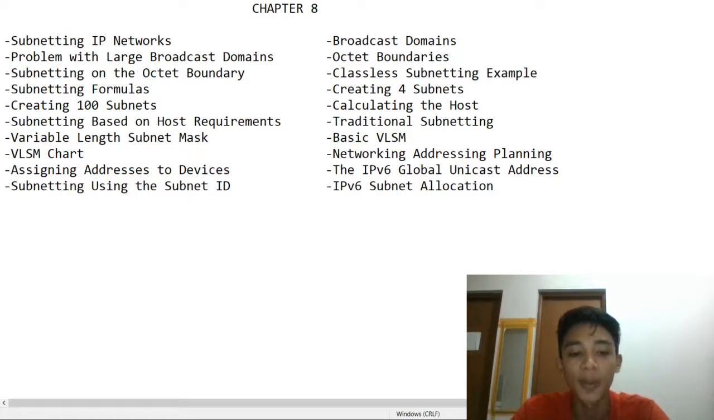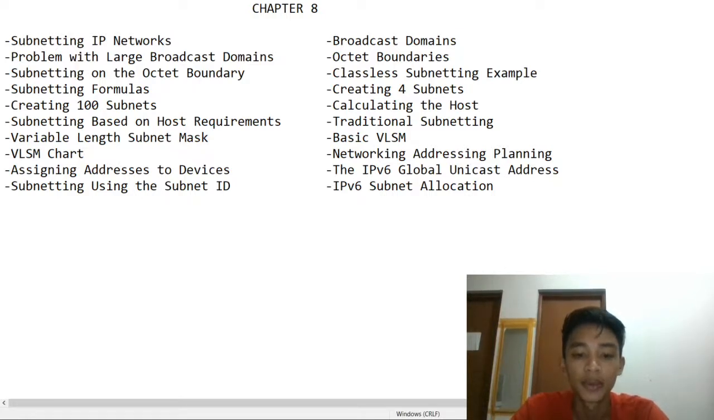Services, on the other hand: a host typically acquires its IPv4 address configuration using the Dynamic Host Configuration Protocol, or DHCP, which sends a broadcast on the local network to locate the DHCP server.